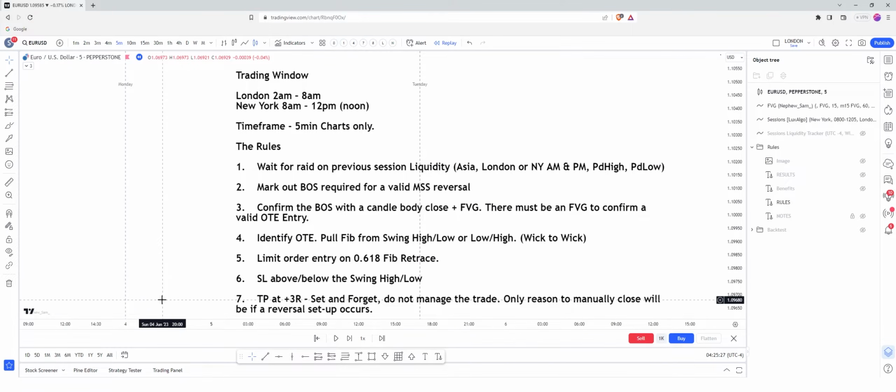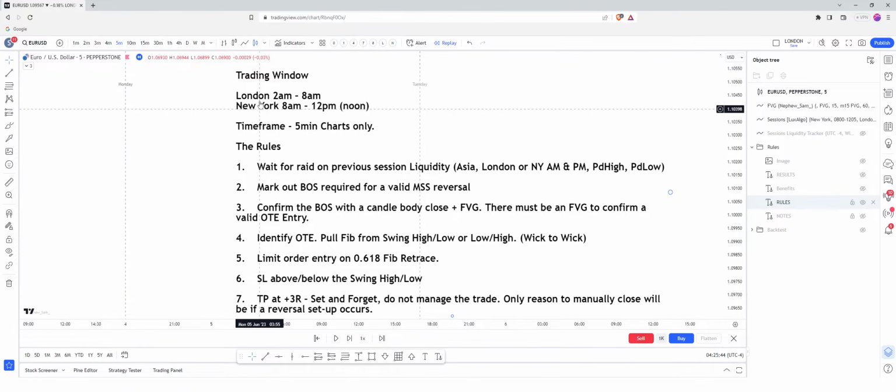So now let's take a look at the rules for this specific strategy. We're going to be trading London 2 AM to 8 AM. This is all New York Standard Time. And then New York 8 AM till 12 PM noon. So this is one complete trading session, basically from 2 AM in the morning till 12 PM.